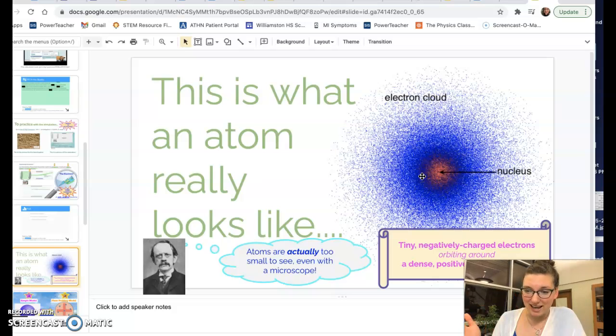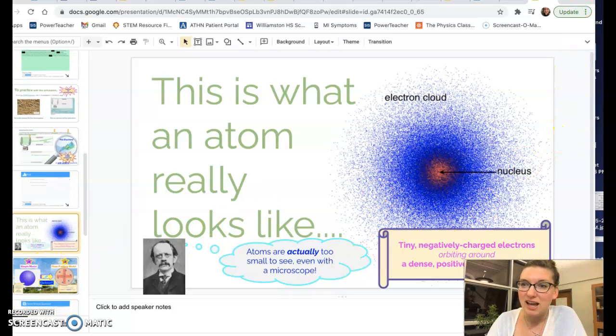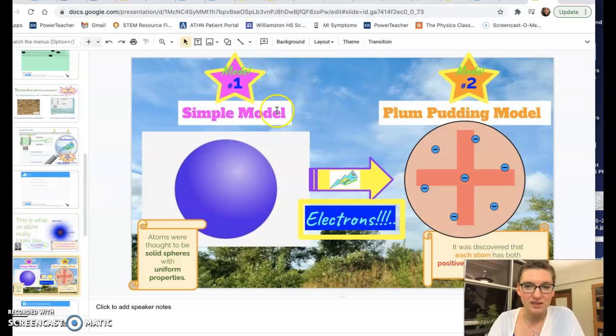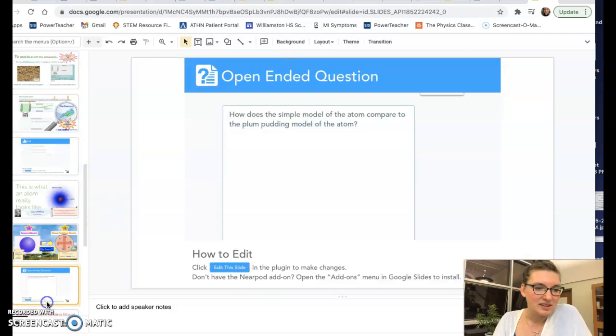Now, of course, we can't actually see atoms even with a microscope. They require a very specialized instrument that senses the bumps in the electromagnetic field. They're really super duper small. But the idea here is that we have tiny negatively charged electrons orbiting around a dense positively charged core. That changed the model completely, right? Before we had the simple model with a solid uniform sphere, and now we think that maybe there are some charges inside of this atom. Maybe the bulk of the atom is positively charged, and then there are these negatively charged electrons in there, like blueberries in a blueberry muffin, or seeds in a watermelon, or plums in a plum pudding.